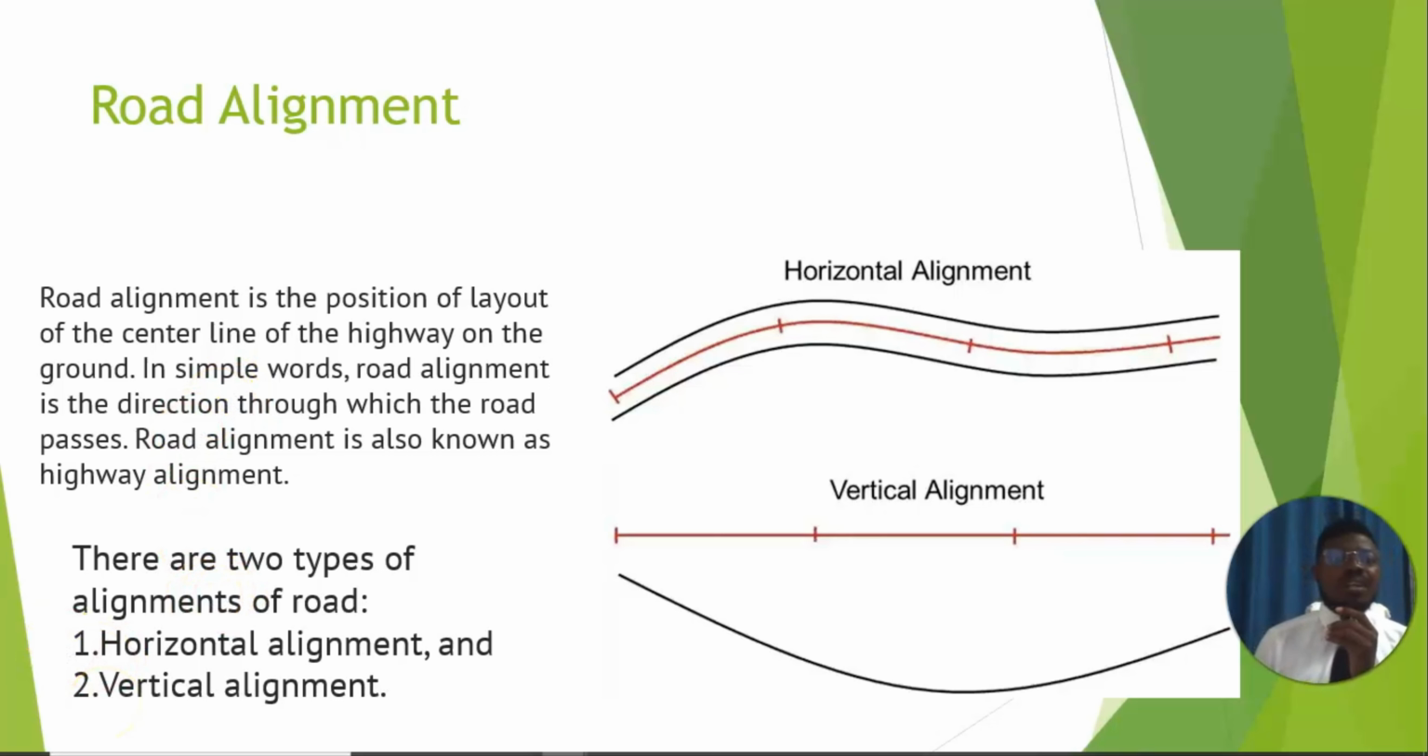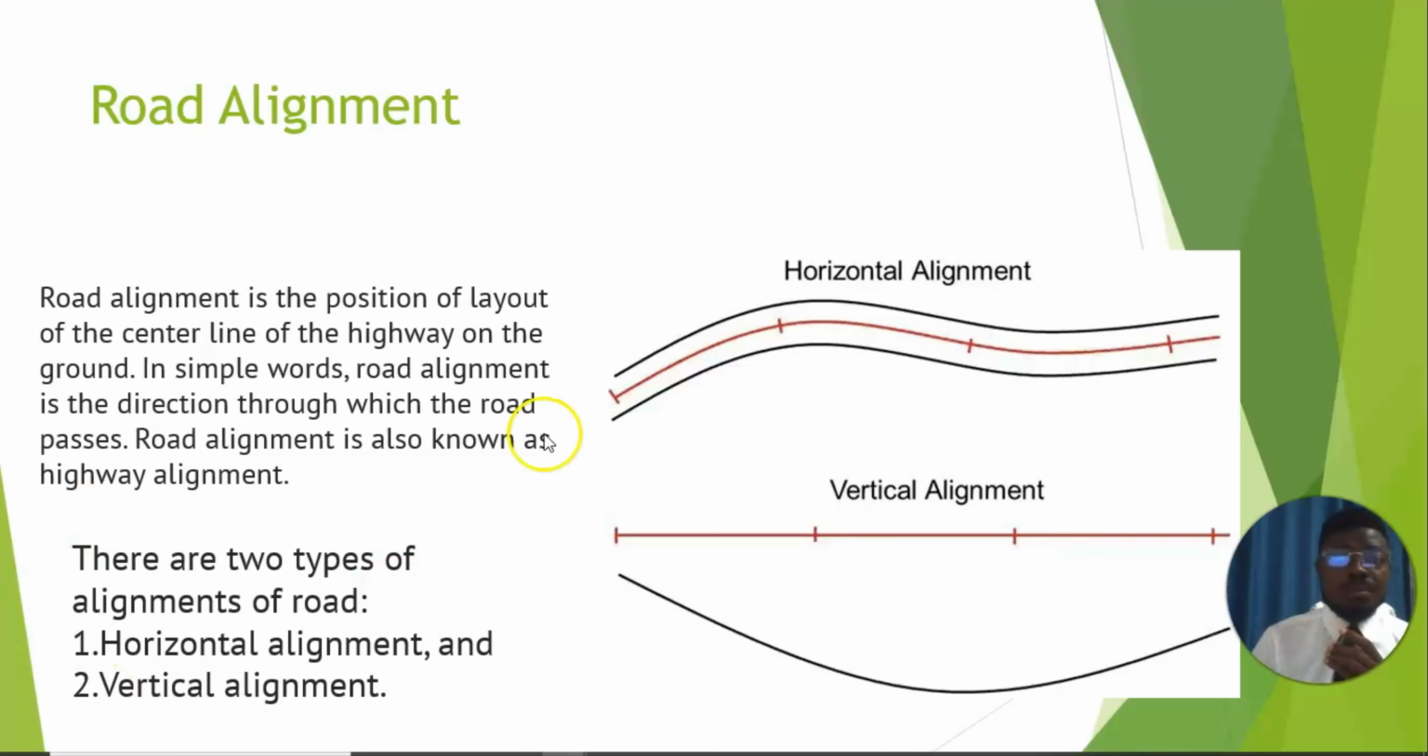Looking into the road alignment, we know it is the direction through which the road passes. We need to have a good understanding of this: when we talk about road alignment, it is the direction through which the road passes. When we understand that, looking at the direction at which the road passes, it will help us have a good understanding of what road alignment is. Under this, we have two types of road alignment: the horizontal alignment and the vertical alignment.